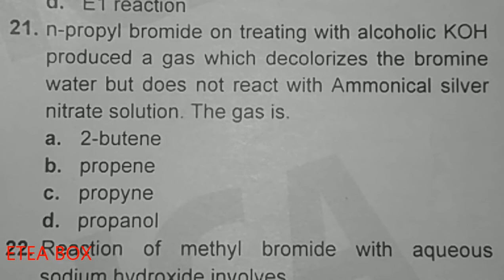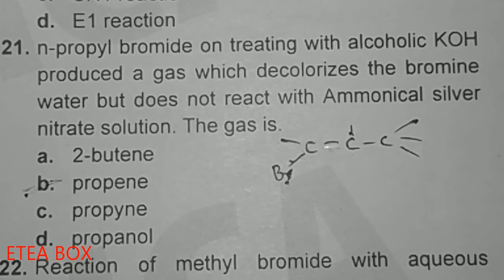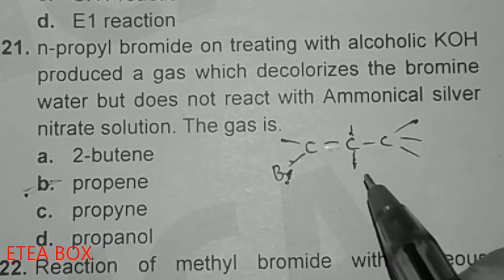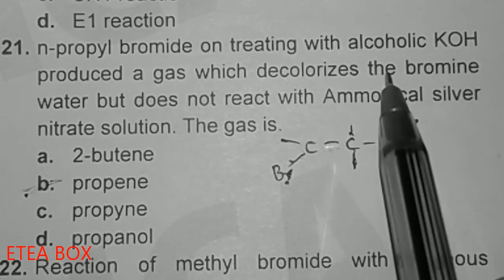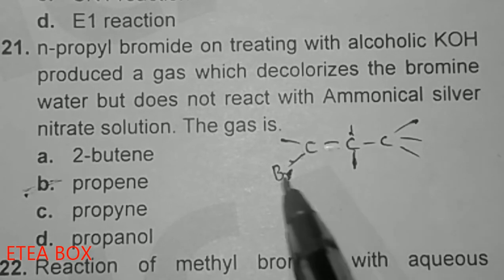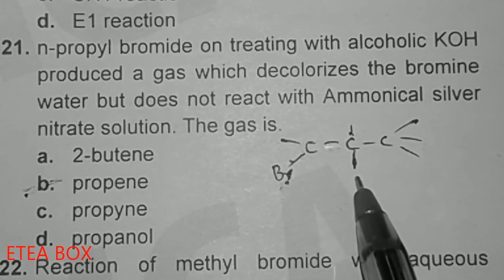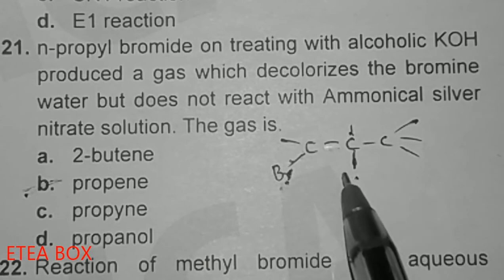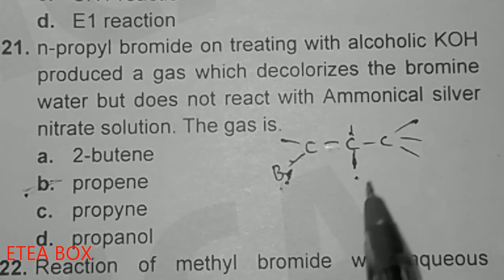N-propyl bromide on treating with alcoholic KOH produces a gas which decolorizes the bromine water but does not react with ammoniacal silver nitrate solution. The gas is, now look at here, this one is the N-propyl bromide, okay, so when we react with alcoholic KOH, this bond will be converted into pi bond. Okay, dehydrohalogenation will occur. This halogen will be removed and hydrogen will be removed from here. Okay, so in this case this single bond will be converted into double bond.